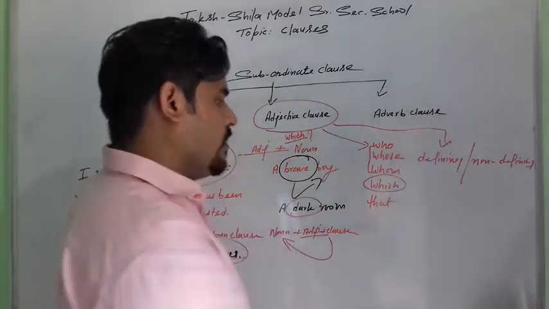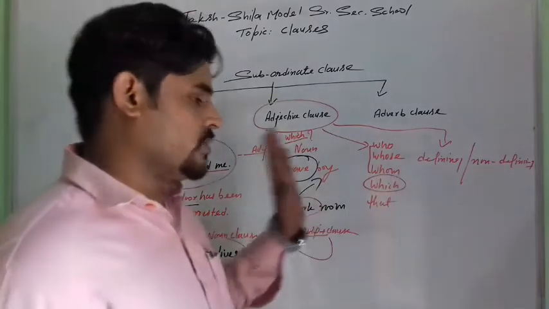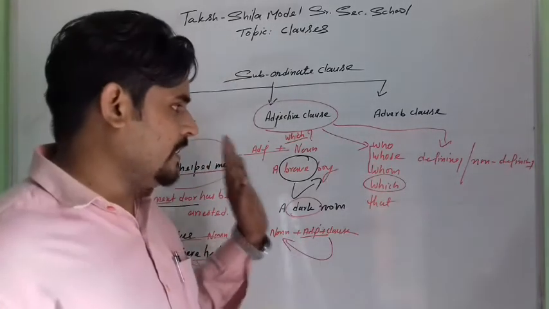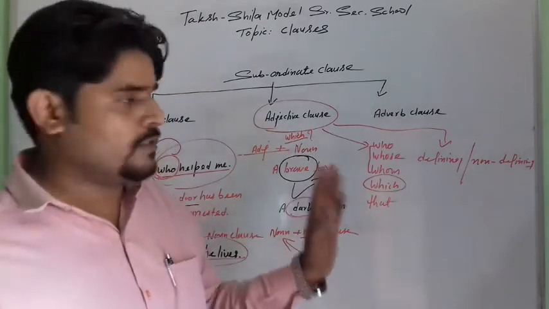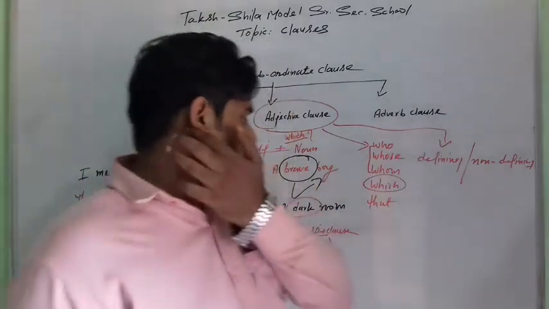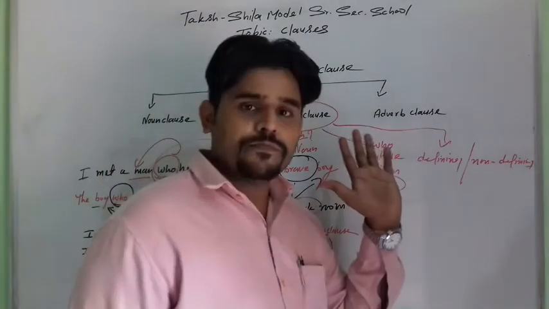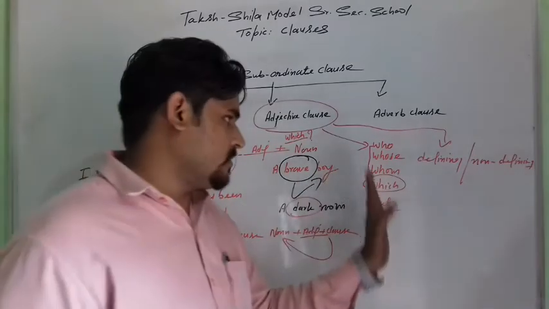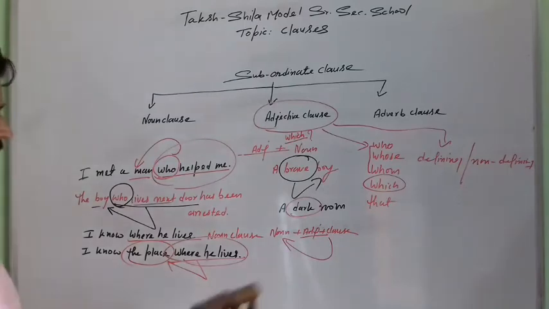Who and whom are used for persons, whose for both living and non-living things, which only for non-living things, birds and animals, and that is used only in defining clauses, not in non-defining clauses. So, that is used in defining clauses in place of who or whom. Is that clear? With the help of an example, I'll explain this to you.